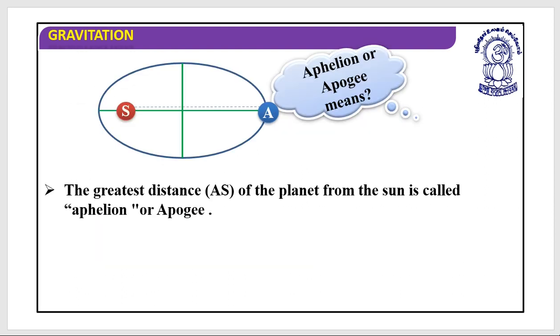Next is the aphelion or apogee. It is the greatest distance. Aphelion or apogee is the greatest distance of the planet from the sun. This is the farthest point from the sun. I hope this is clear. Is it clear?